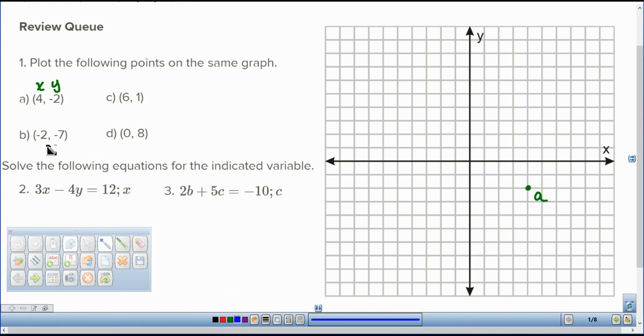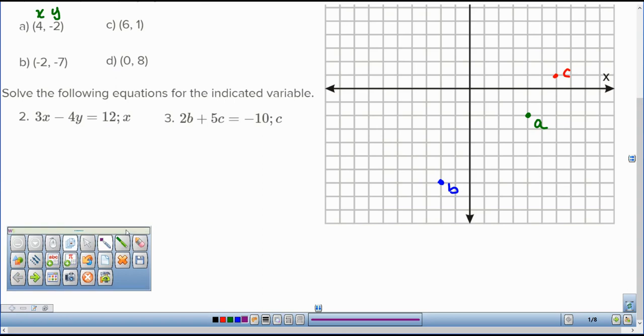If we apply that to these other problems, B is -2, -7. So here's the x-axis. We go -2, 1, 2, and then down 7 because it's negative. 1, 2, 3, 4, 5, 6, 7. That is point B. Point C is a +6, then a 1. So 1, 2, 3, 4, 5, 6, and then a 1. And then on point D, it's 0, 8. So remember, x-axis, the 0 is actually right here. So we don't move left or right, and then we go up 8. And so that is point D.